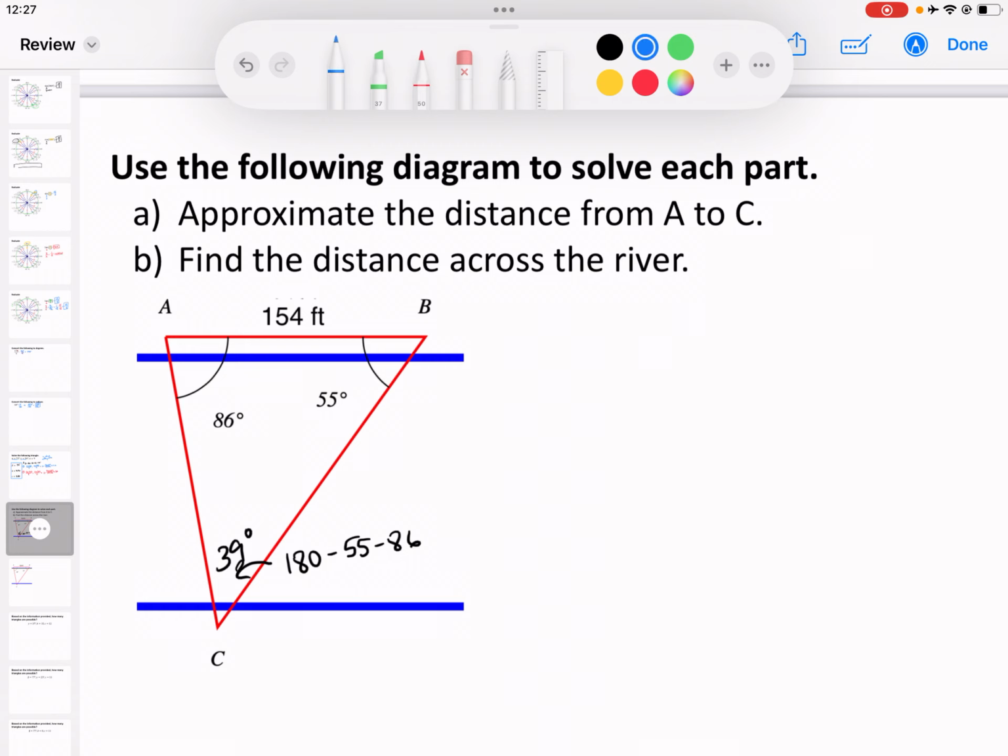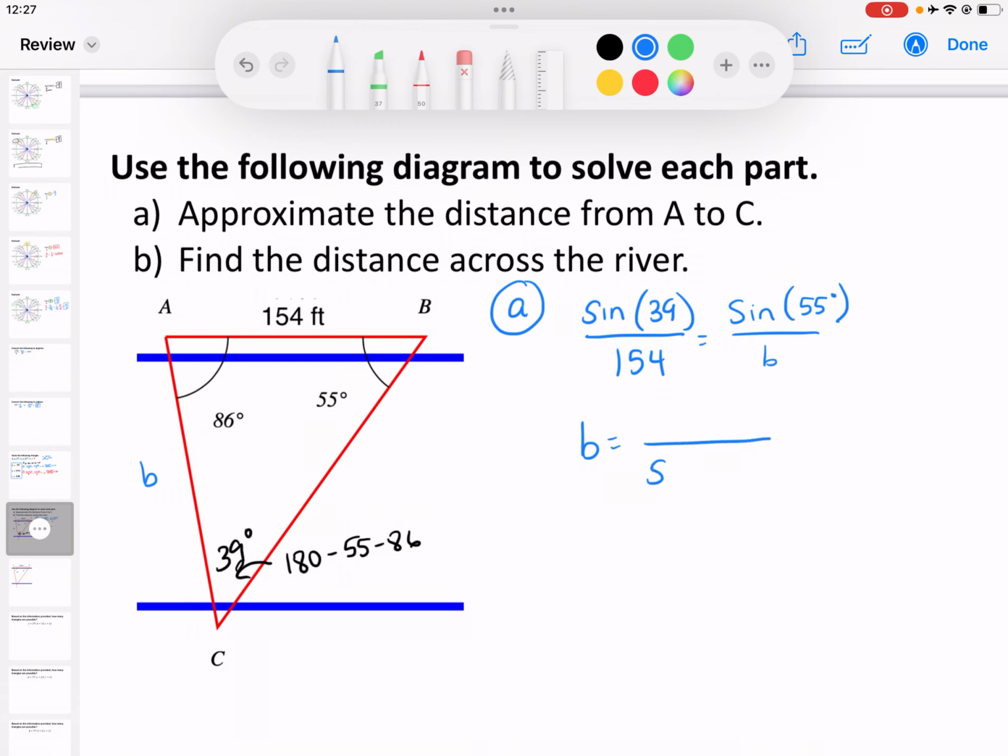Now that I have that, I'm looking for side B, you can call it side B, you could call this X. AC is this side right here. So I'm going to go ahead and do sine of 39 over 154, because that's the one that has the complete relationship, both the angle and side, equals sine of, and since I'm looking for side B, I'm going to put angle B, so 55 degrees. This is part A, by the way. So our little quick trick we've talked about, sine of 39 will be in the denominator because it's diagonal from the variable. And then we have 154 sine of 55.